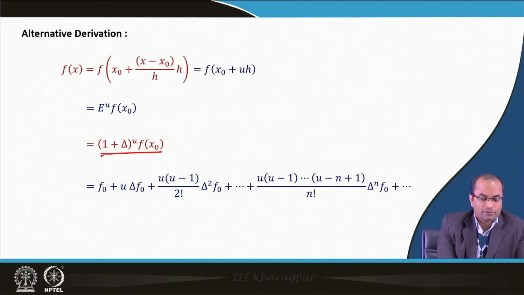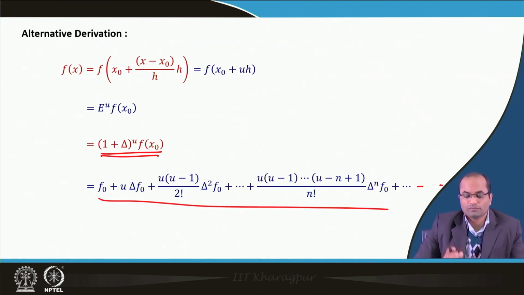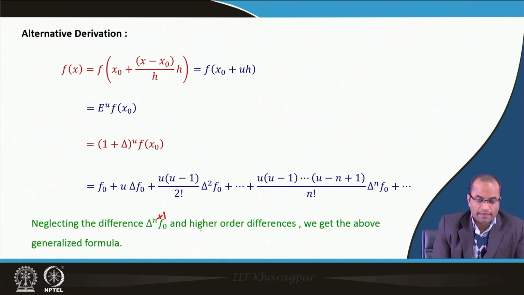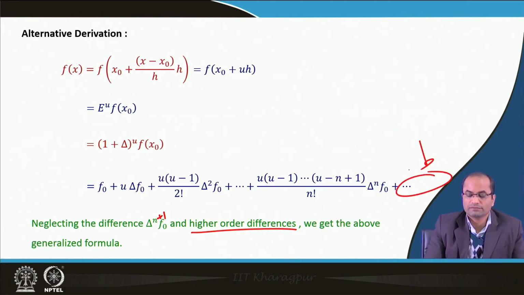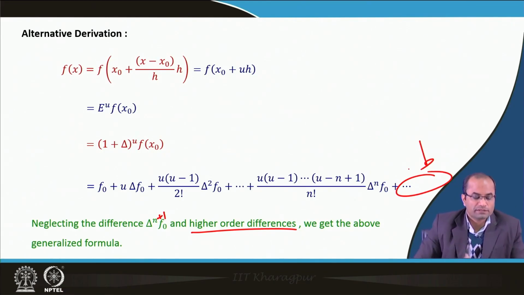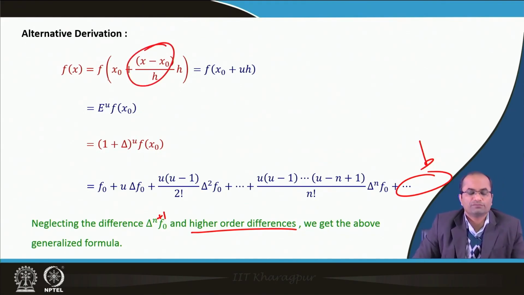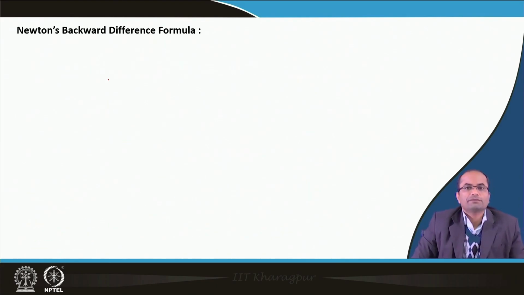So having that, we got exactly this formula, but there are infinitely many terms, so we have to truncate this. Neglecting the differences of order n plus 1 and higher, we get the above formula. If we neglect all these differences which are bigger than n plus 1, we can get the desired formula which we have just seen above, and replacing again u by this relation, we can convert it into the form in x and h. So that is Newton's forward difference formula.